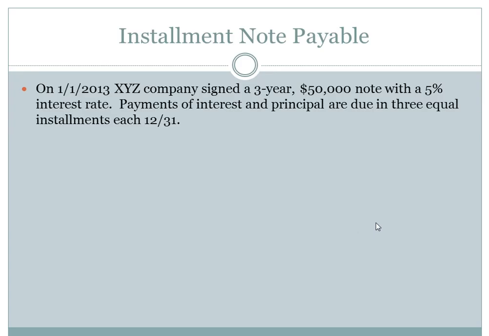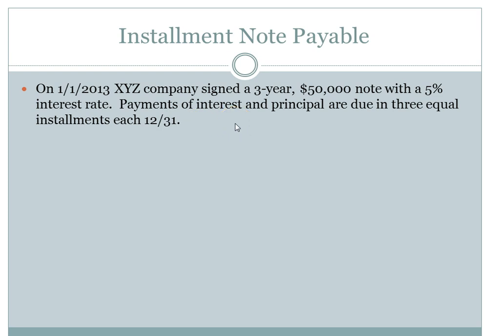In this example, we are going to once again take XYZ Company, and they are issuing a 3-year $50,000 note with a 5% interest rate, and they are issuing this note on January 1st, 2013. The difference here between the previous examples that we talked about for XYZ Company and this one is that this is an installment note. In this particular case, the lender has specified that payments of interest and principal are due in 3 equal installments each December 31st. So that's what we mean by an installment note payable.